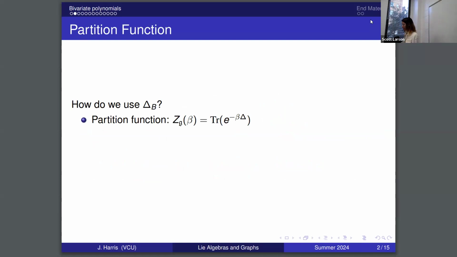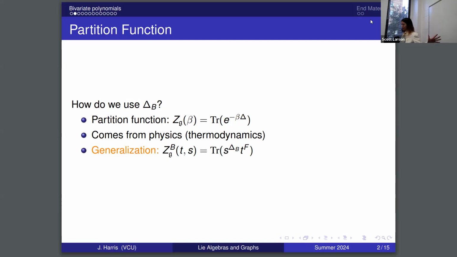And so the way that we derived it is, we take the partition function. This comes from physics and thermodynamics, so we weren't really privy to the actual details of it. And it can be generalized into what we ended up using, which is this bottom one, given by the trace of S raised to that basic Laplacian, and then T raised to this matrix F.